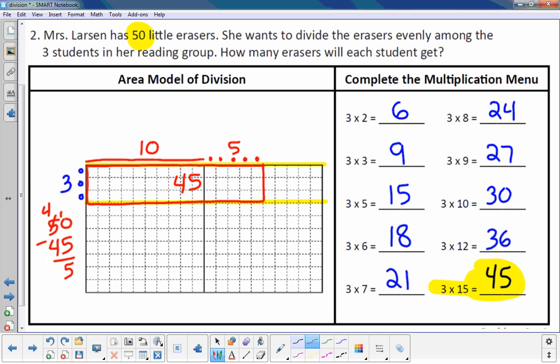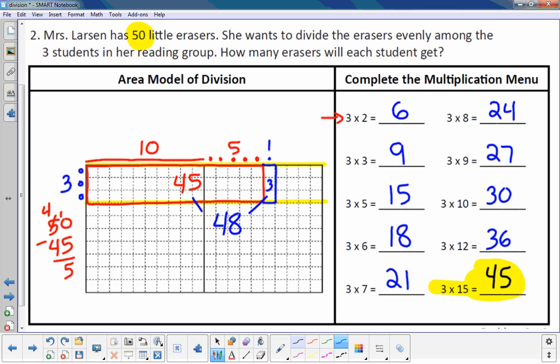How many more 3s, how many more columns of 3 can I put into the number 5? I can only do one more because I noticed that 3 times 2 in my multiplication menu right here is 6. So 3 times 1 is going to fit within the number 5. So I'm going to put a 1 here. 3 times 1 is 3. And 45 and 3 together, that's 48.